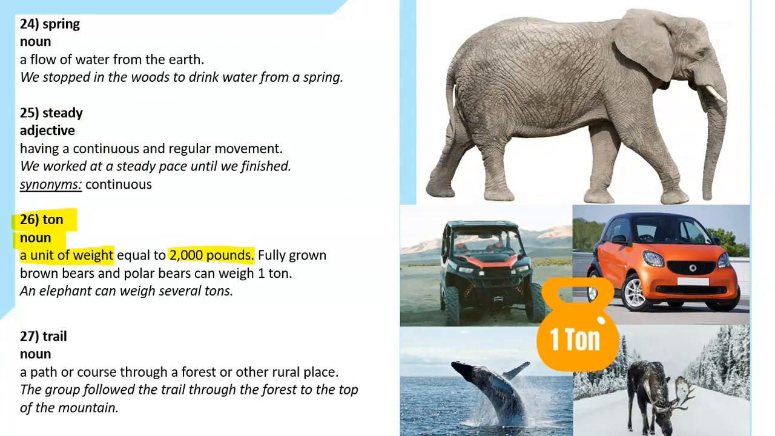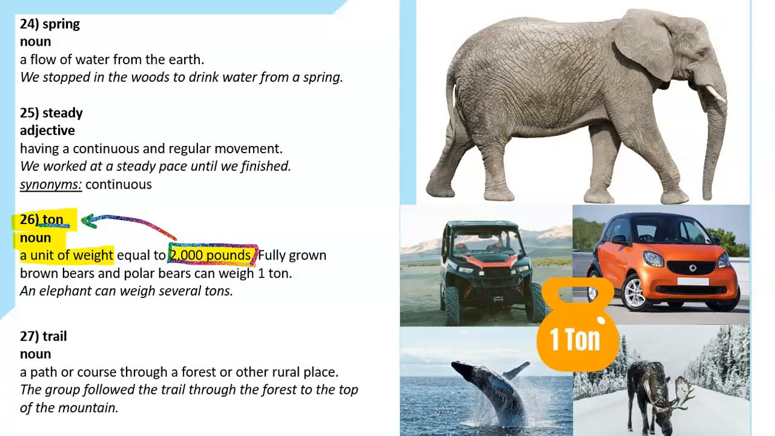Our next word is ton. Ton is a noun and it is a unit of weight that is equal to 2,000 pounds. So the word ton just helps us talk about things that are very heavy. Instead of saying this large number, we use the word ton.